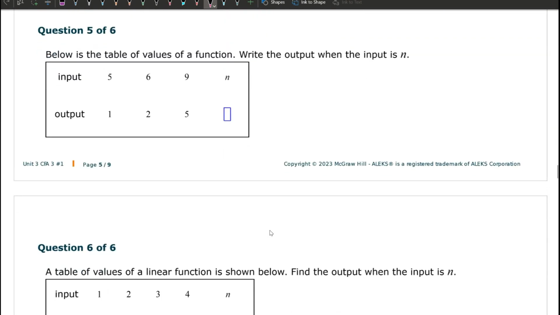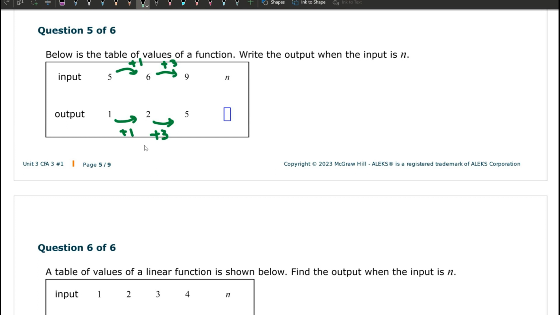Alright, number 5. Below is the table of values of the function. Write the equation when the input is n. Okay, so we can write the equation for this table. First, you're going to see 5 go to 6, increasing by 1. 6 go to 9, increasing by 3. 1 go to 2, increasing by 1. 2 go to 5, increasing by 3.